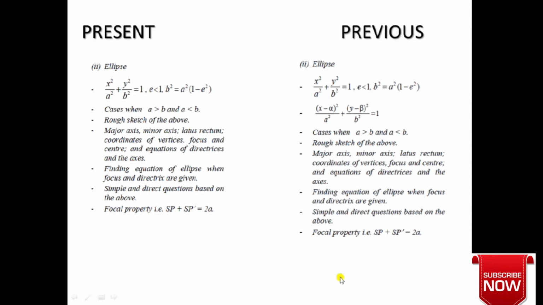Next we have ellipse. In ellipse you can see that there is no change in this part. The only part that is changed is this one: (x minus alpha) whole square by a square plus (y minus beta) whole square by b square equal to 1. This part has been removed, and the rest of the part is totally retained.